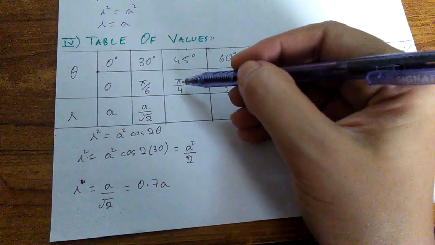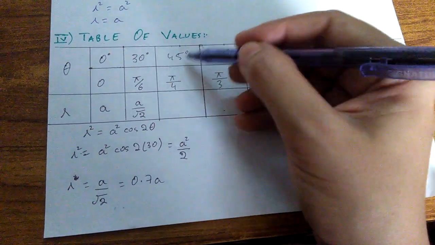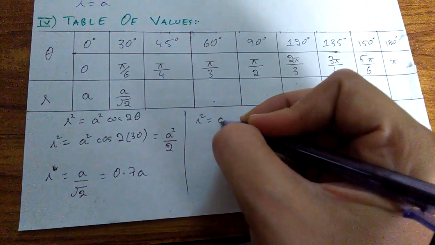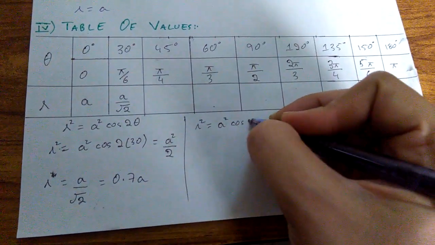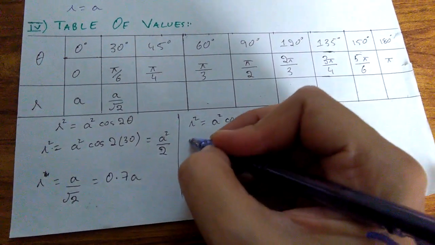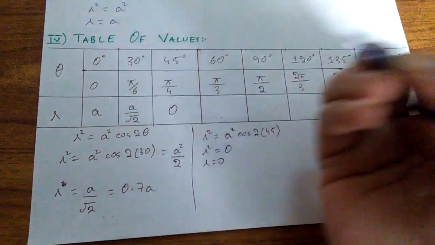So in this way, you just see over here, at the place of your theta, if you put 45, then r square will become a square cos 2 times 45, which is cos 90, and cos 90 is 0. So this whole thing will become 0. So r is 0 here, you just write down 0.